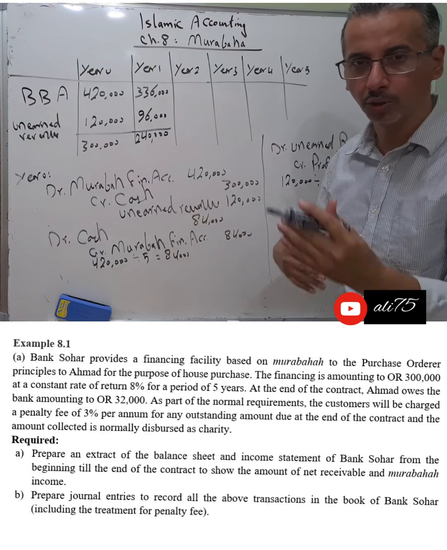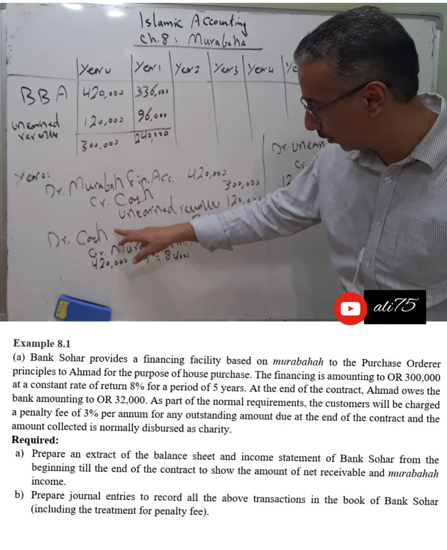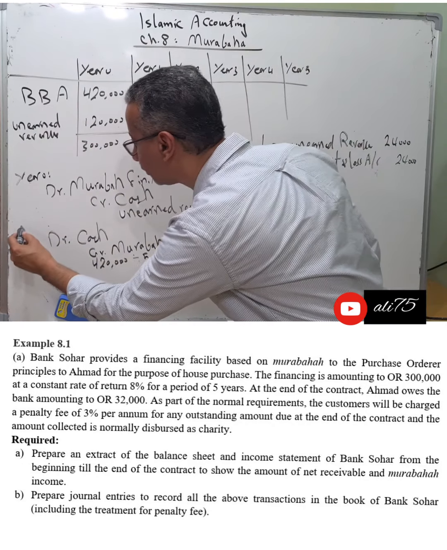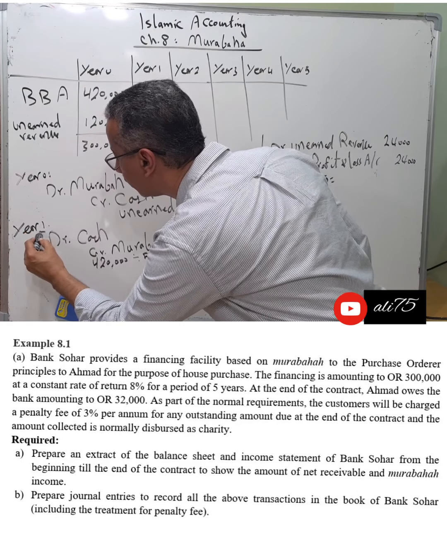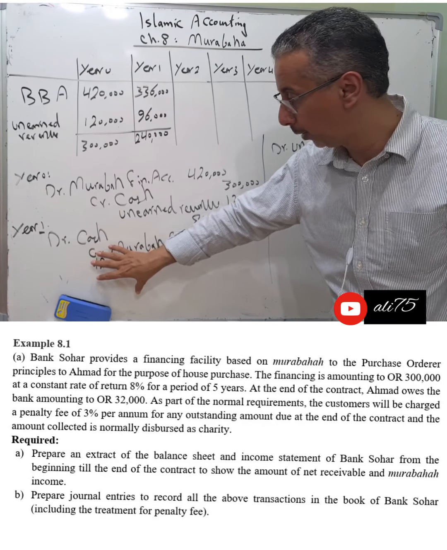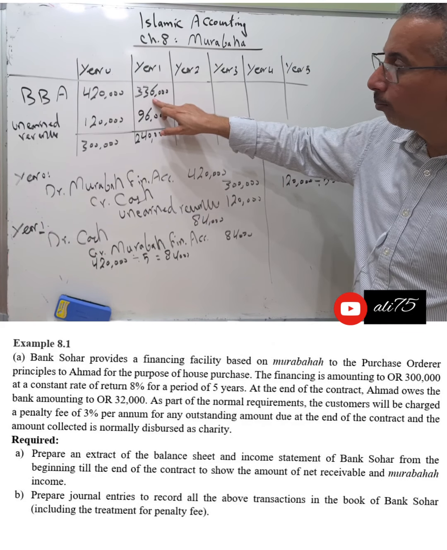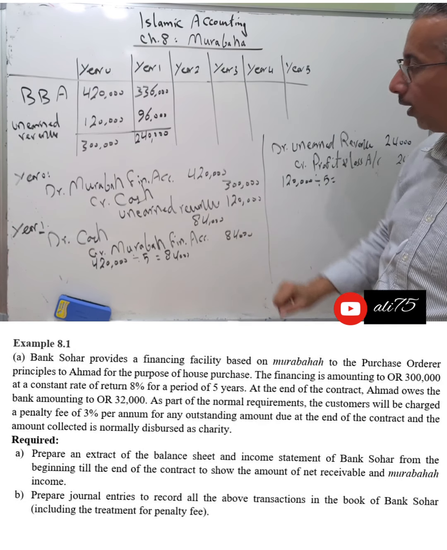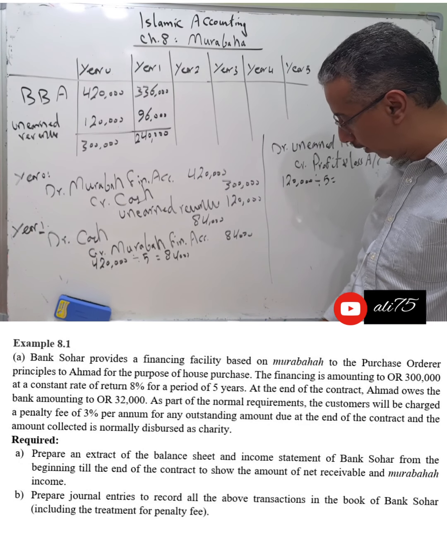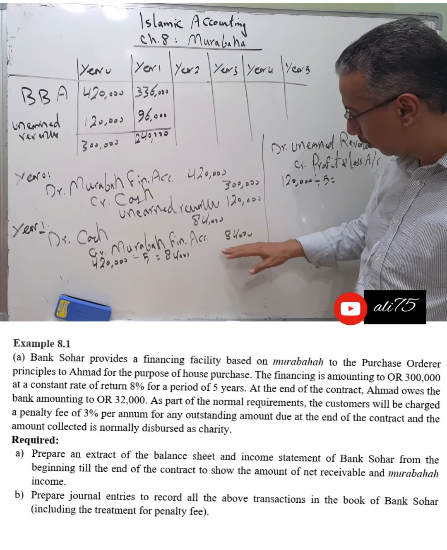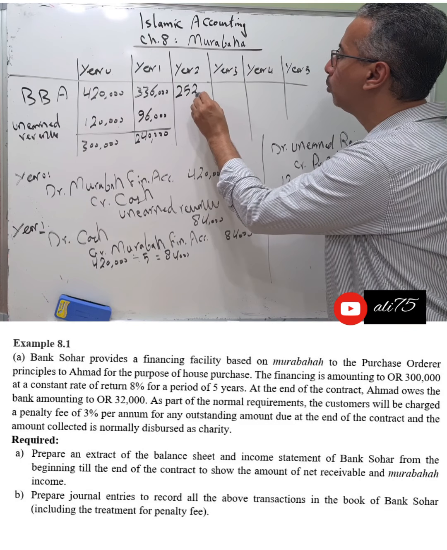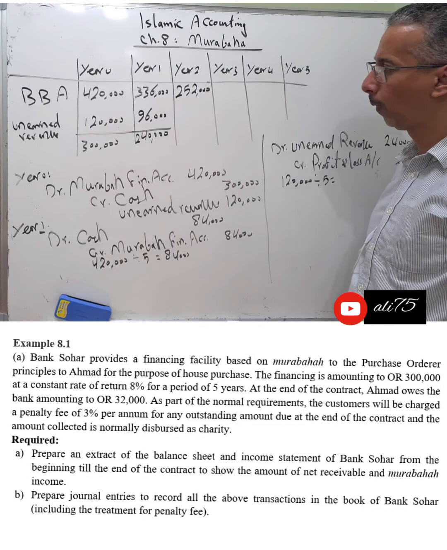Year 2, we are not going to repeat the same journal entries because we have to make this journal entry. Year 0 will not be repeated. I mean, year 1 is the journal entry for year 1. Year 2, the same journal entry will be repeated. That means the بيع بثمن آجل balance will be reduced by another 84,000, and 336 minus 84,000 will be 252,000.